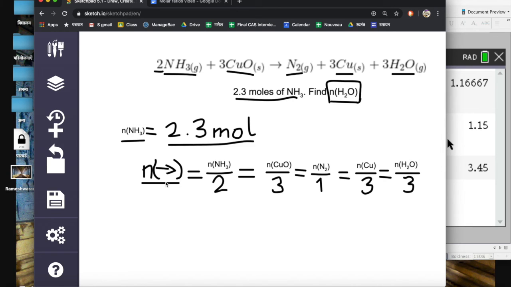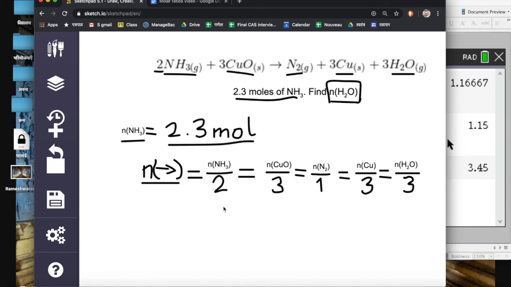Now, in this kind of situation where you don't need to find the limiting reagent, it's already given to you, you can take a shortcut using this very method. This might be quite simple once you figure it out.